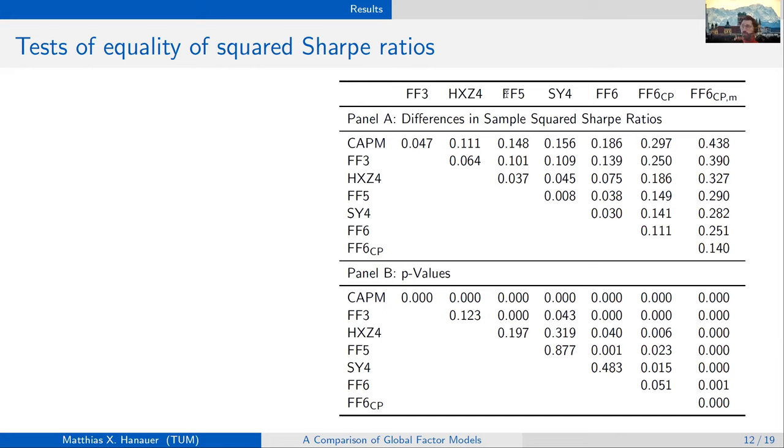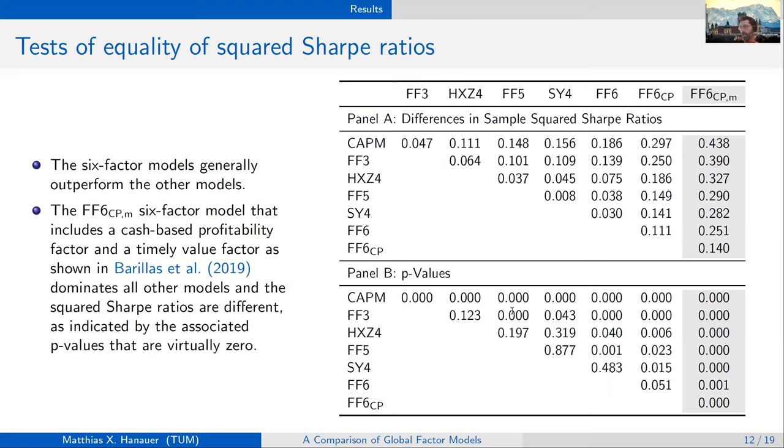Before, I showed the annualized maximum Sharpe ratios, but this test is built on the difference in the squared Sharpe ratios, and the order stays the same if I square the Sharpe ratios. What you see in the upper panel is the differences, and I ordered the factor models from CAPM to the modified Fama French six factor model by the squared Sharpe ratios, so all these numbers are positive. And in the lower panel I show the statistical significance, the p values. What you see here is that this six factor model, the modified one, has significantly higher maximum Sharpe ratios than all other models.